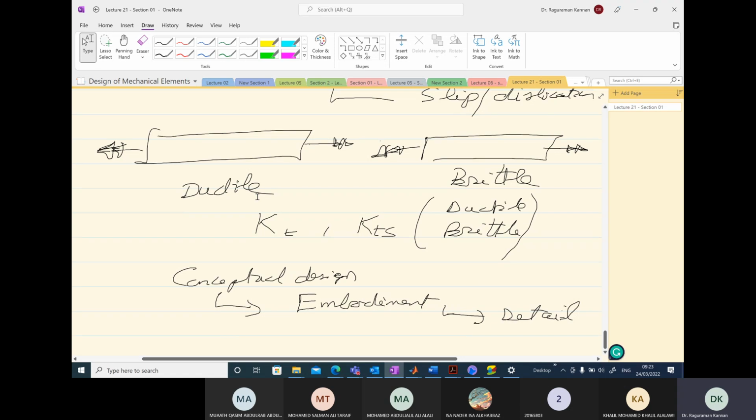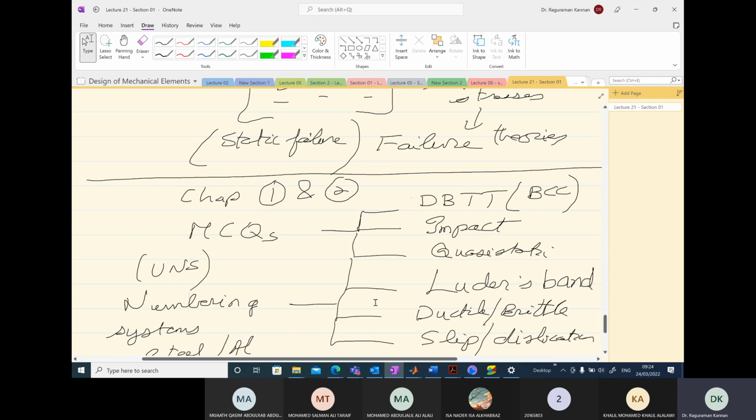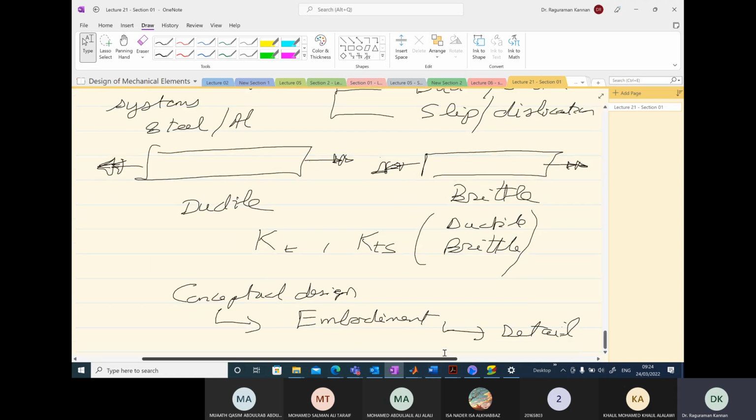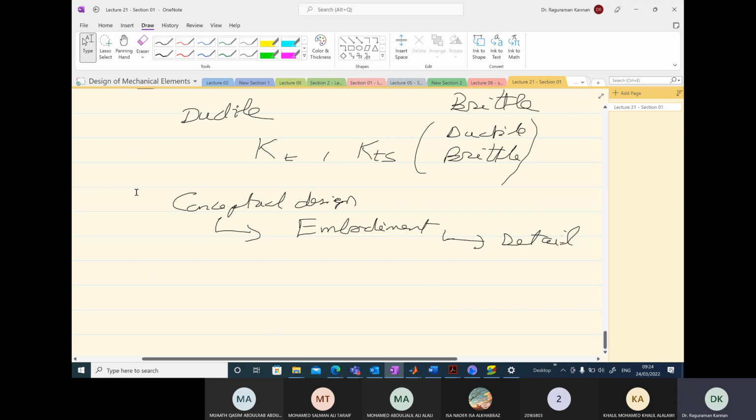Important also for the material properties, I forgot about it: numbering systems. What do they mean for steel and aluminum? Okay, UNS numbering system in particular. So I can ask you, for example, what is 4340 steel? I will give you a table. From the table, you should be able to explain what is 4340 steel, for example.